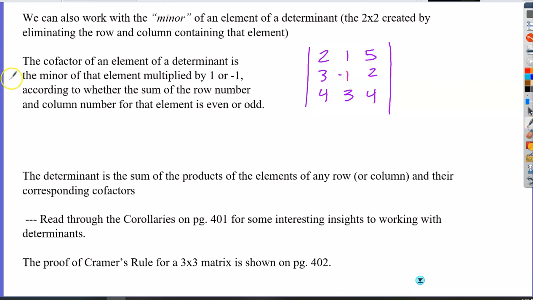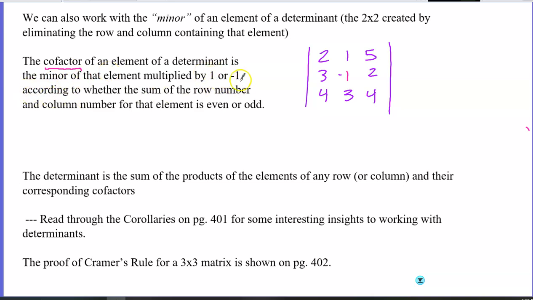Okay, so we have to understand two things. Number one, the minor, and the minor is what you get when you pick an element, like 2, for example, I would eliminate the row that 2 is in and the column that 2 is in, and then this 2 by 2 determinant that's left over, or the 2 by 2 matrix that's left over is called the minor. Okay, we have something called the cofactor of an element. The cofactor of an element of a determinant is the minor multiplied by 1 or -1, okay?